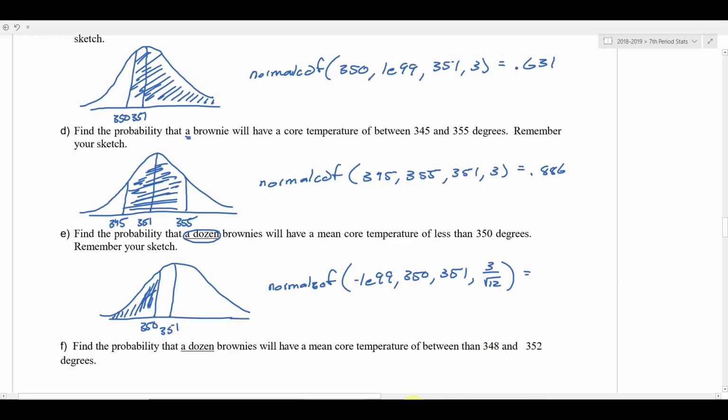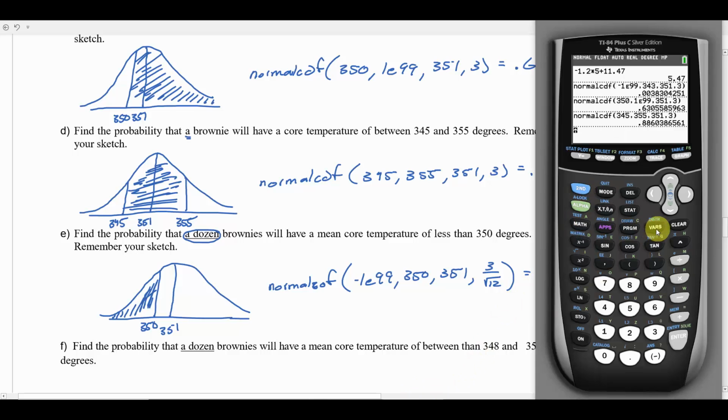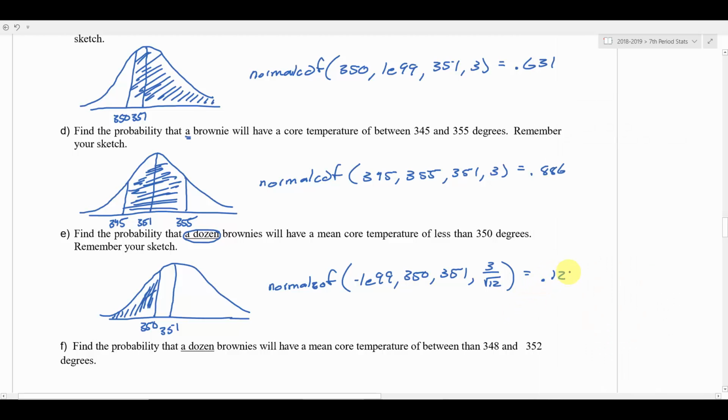So when I go to my calculator, I make sure that I type that in. All right, so negative 1E99 up to 350. And then we go over here, we do 3 divided by the square root of 12. There we go. So we got 0.124. There we are.